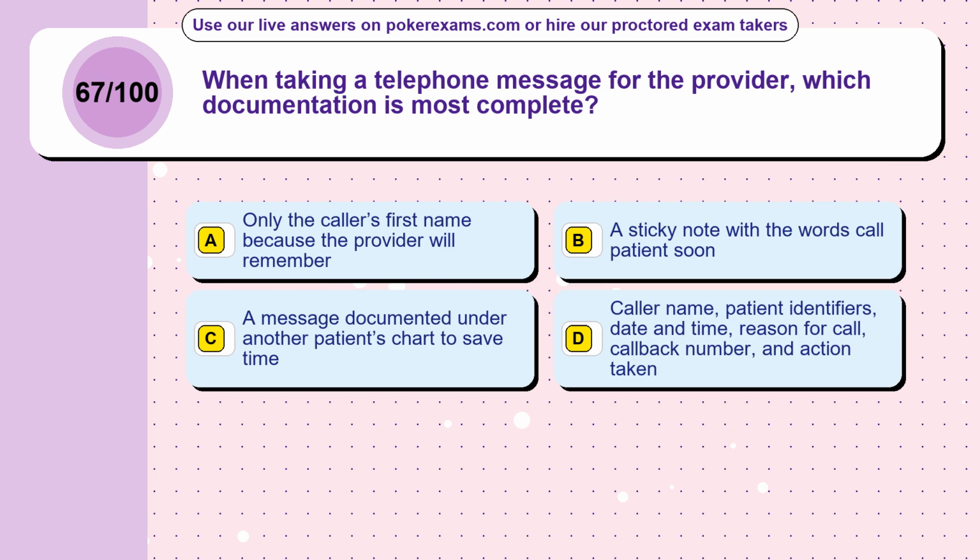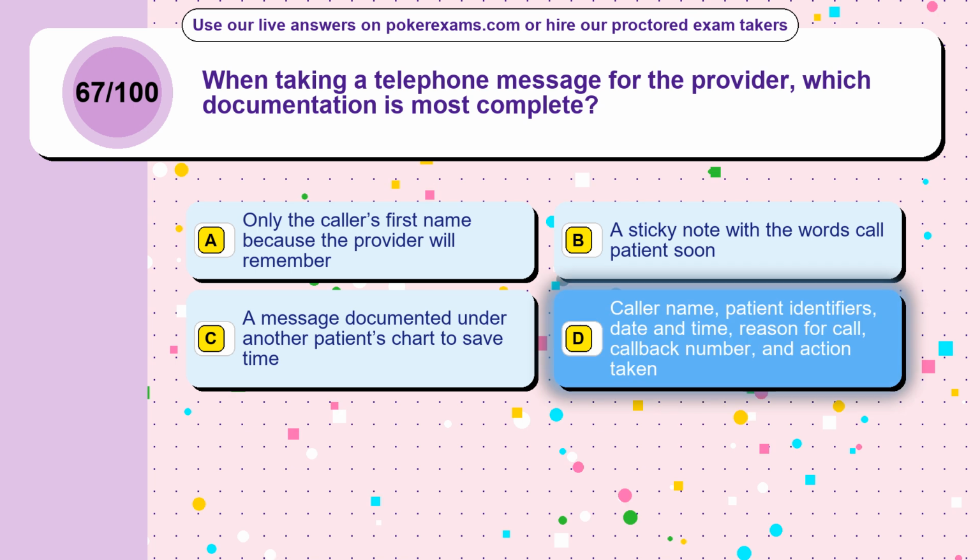Question 67. When taking a telephone message for the provider, which documentation is most complete? Option A. Only the caller's first name because the provider will remember. Option B. A sticky note with the words "Call patient soon." Option C. A message documented under another patient's chart to save time. Option D. Caller name, patient identifiers, date and time, reason for call, callback number, and action taken.